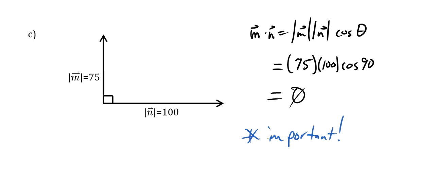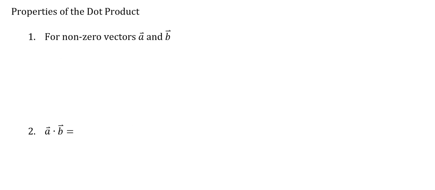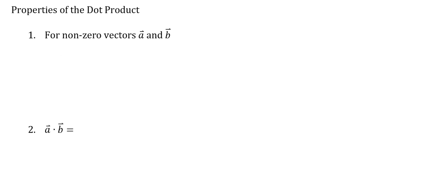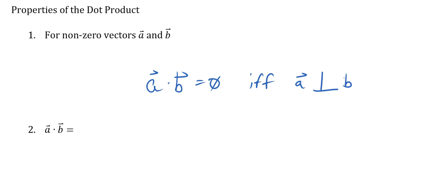Turns out this is really important. So this is something that we really want to remember. The dot product of parallel vectors is 0. If you take the dot product of two vectors and you get 0, what would that mean? Okay, very quickly, some properties of the dot product. That's the one we were just talking about. So A dot B equals 0 if and only if A is parallel to B.